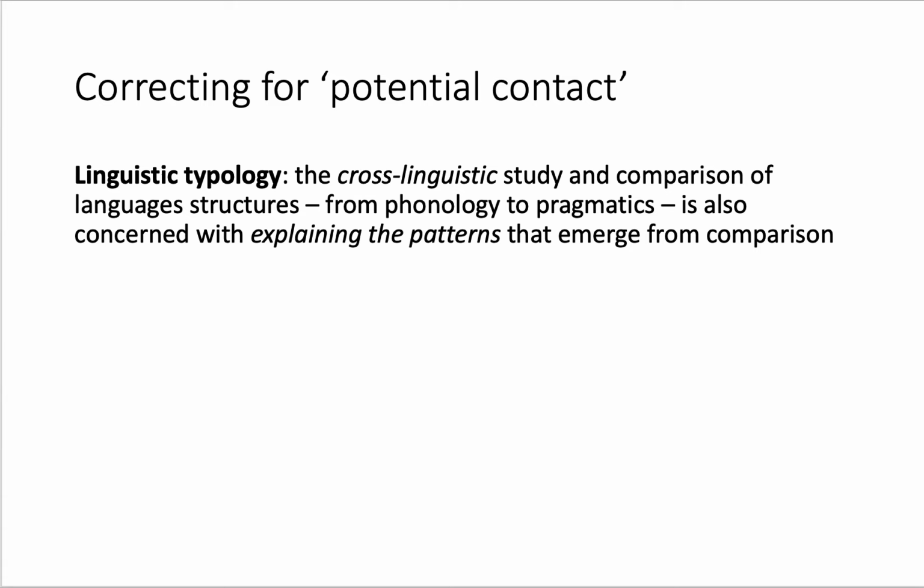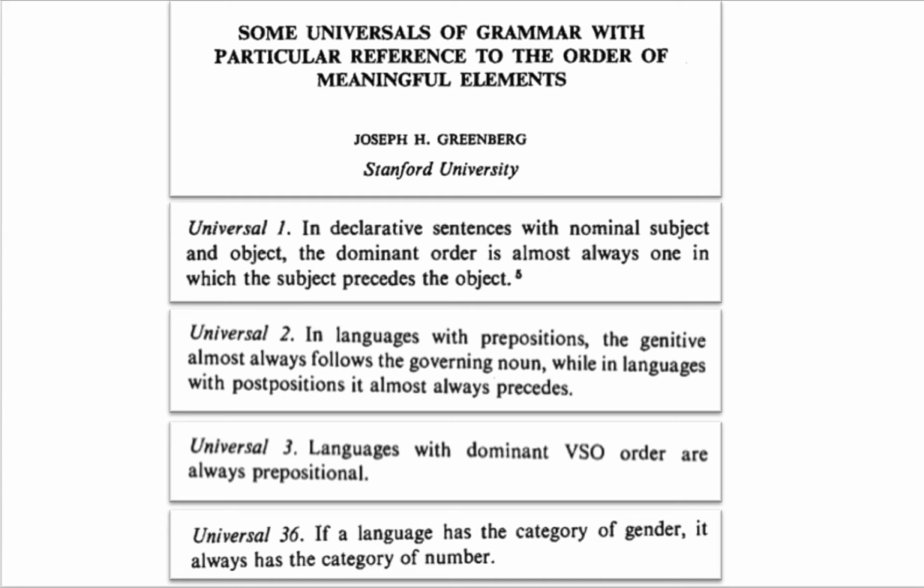And these patterns have been framed in ideas about what is universal across human languages and what is not. So linguistic typology goes hand in hand with the idea that certain aspects are universal and others are not. This started with the pioneering paper of the subfield, by Greenberg, on some universals of grammar with particular reference to the order of meaningful elements. And in that paper, Greenberg posited 40 or so universals.